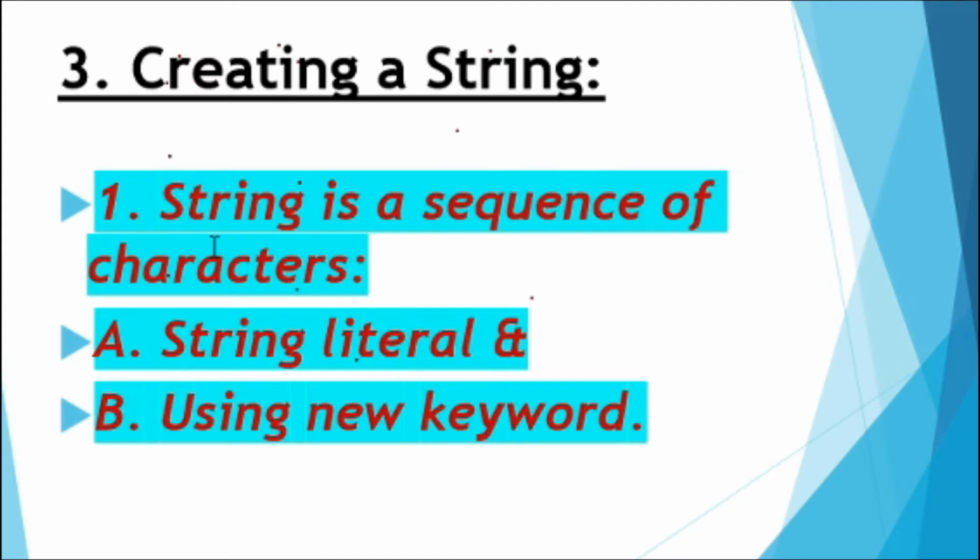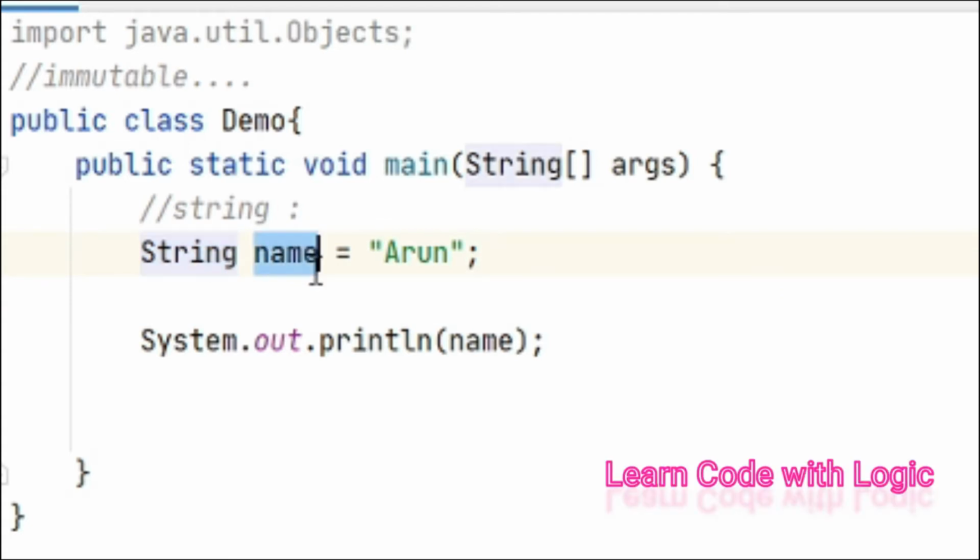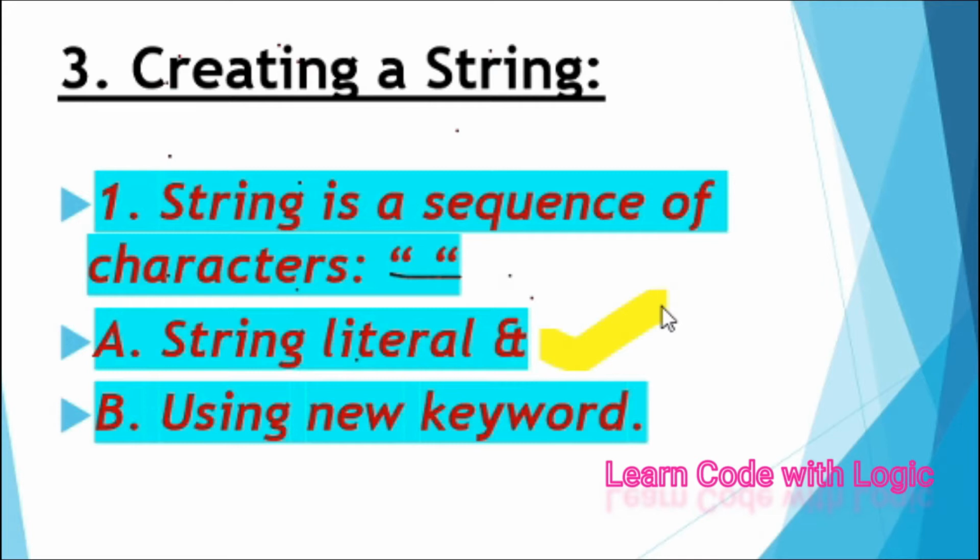So what is a string? A string is a sequence of characters, whatever you are going to take in the inverted commas. This one is the string. We have to declare the string data type and one variable and assign the value. So we can create the string value in two ways.